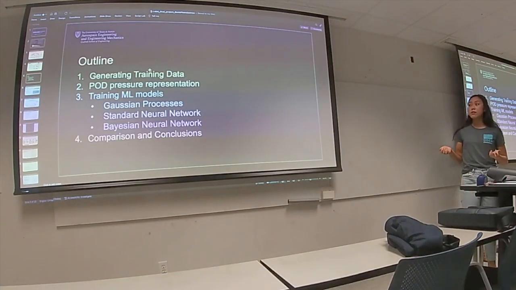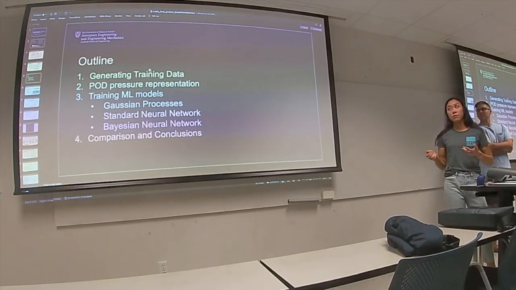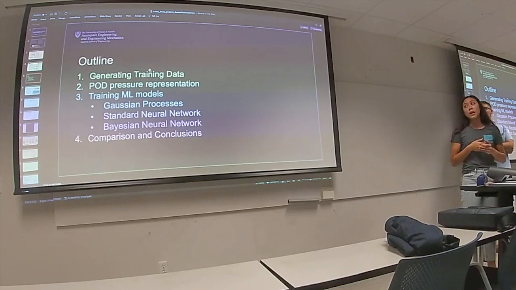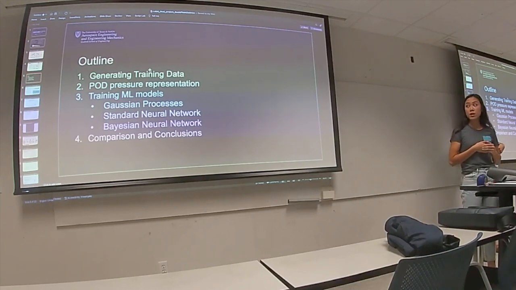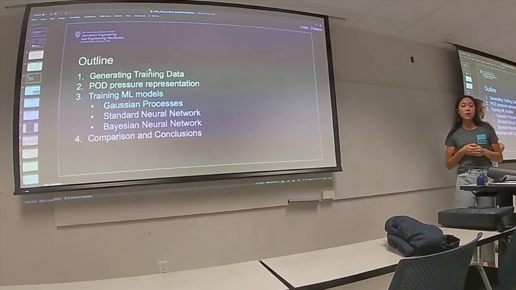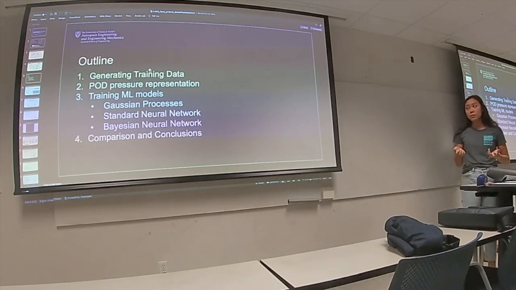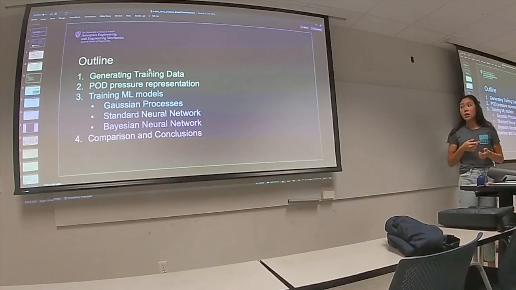So the outline for the rest of the talk: first we'll talk about the generation of the training data, then we'll talk about the POD, proper orthogonal decomposition representation of the pressure, so that's representing the pressure in a low-dimensional space, and then training our machine learning models, so the Gaussian processes, the standard neural network and the Bayesian neural network, and then we will compare the methods and conclude.